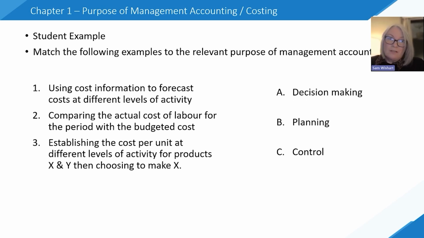So our examples are using cost information to forecast costs at different levels of activity. Does that relate to decision making, planning, or control, do you think?